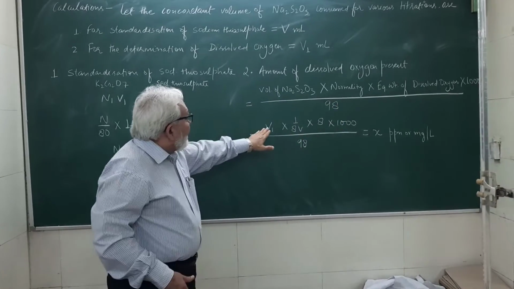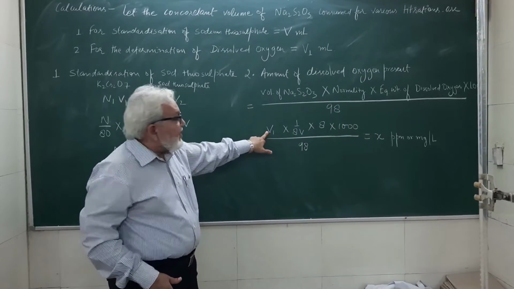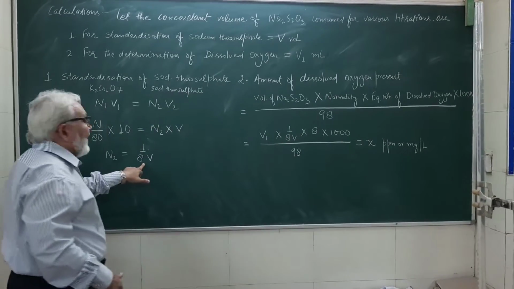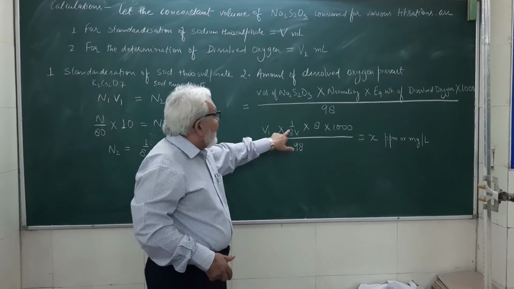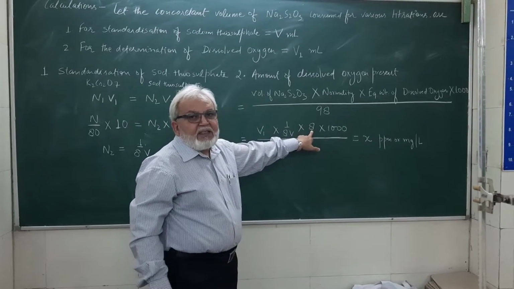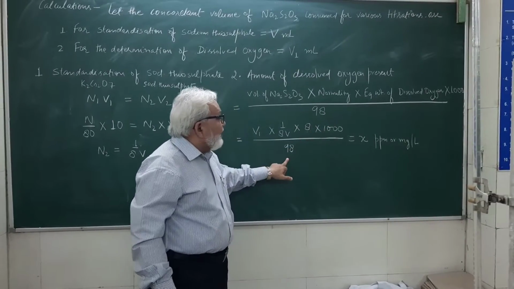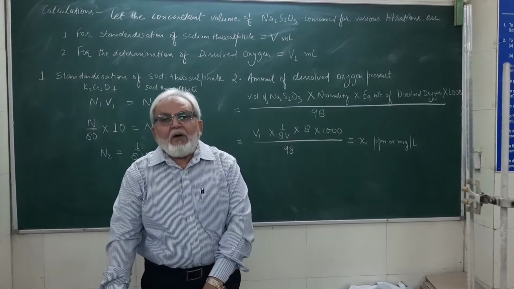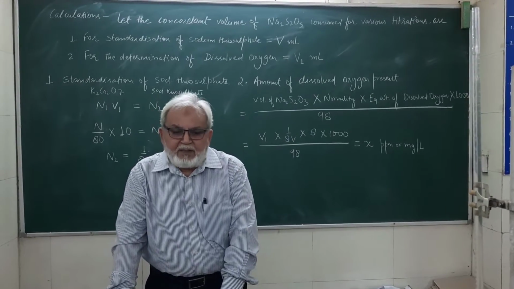So here the volume of sodium thiosulfate consumed is V1. The normality of sodium thiosulfate, as we have calculated here, is 1/8V. The equivalent weight of dissolved oxygen is 8. Multiplied by 1000 divided by 98, this will be equal to X ppm or milligrams per liter.